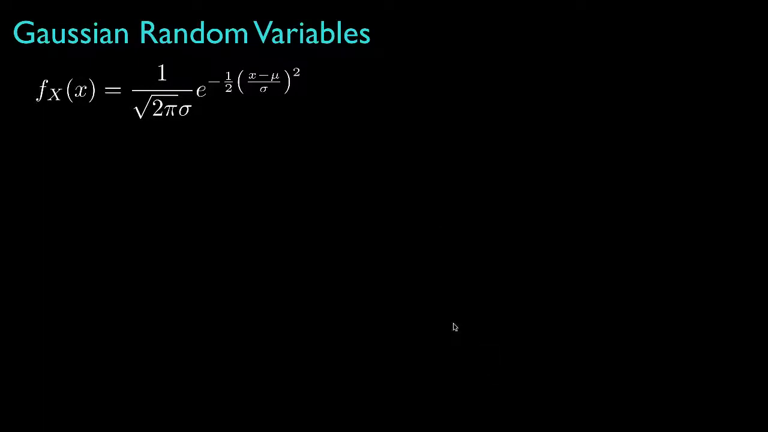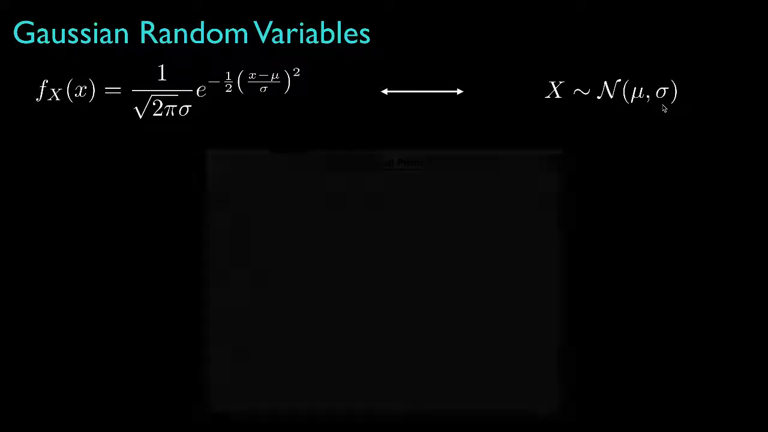Now, the Gaussian density has a mathematical form that looks like this, where the parameter mu is the mean or expected value for the random variable, and the parameter sigma is the standard deviation, and of course sigma squared would be the variance. Now, the Gaussian distribution is also referred to as the normal distribution, and we sometimes use a notation like this to communicate that a random variable x has a normal or Gaussian distribution with a mean equal to mu and a standard deviation equal to sigma.